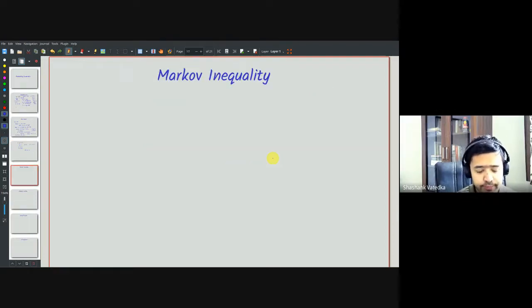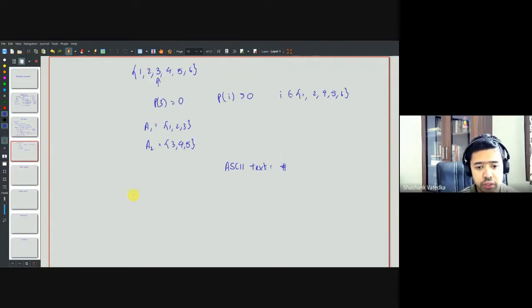Okay. So the first important tool was the union bound, which says that the probability of the union of two events, or in fact the probability of the union of any number of events, the probability of A1 union A2 and so on up to AK, this could even be an infinite number of events, is always less than or equal to the sum of the probabilities of those events.